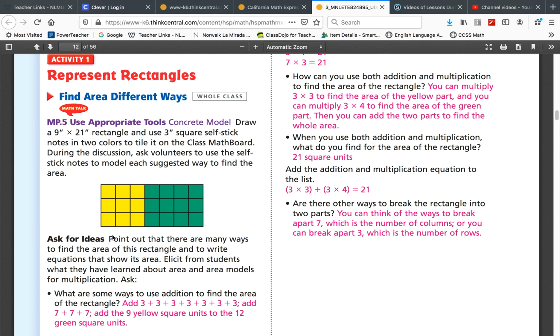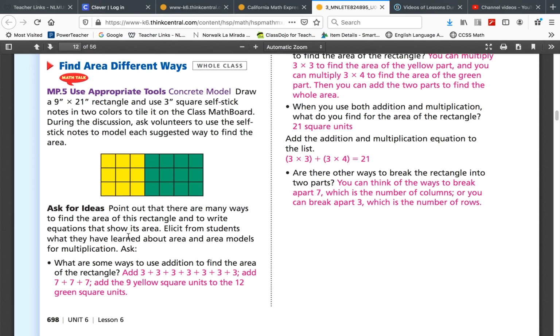You could divide it here and call it 3 rows of 1 plus 3 rows of 6. Or you could divide it here, which is something I like better, because a lot of you know your 2's and 5's. 3 rows of 2 and 3 rows of 5, and then you add them together. 3 times 2 is 6, 3 times 5 is 15, 15 plus 6 equals 21. There are different ways to divide that rectangle.